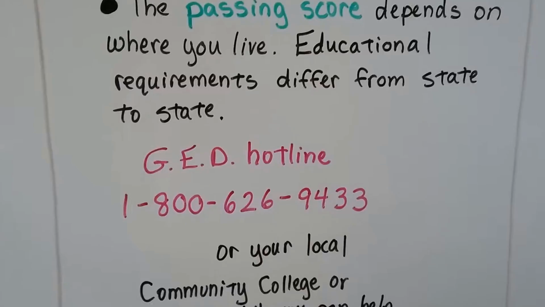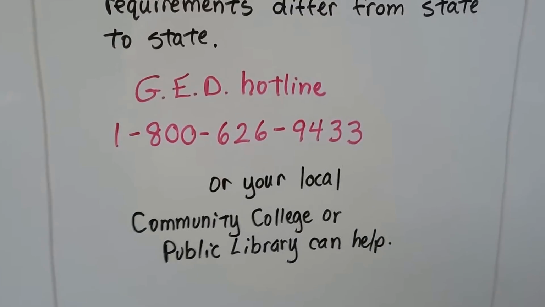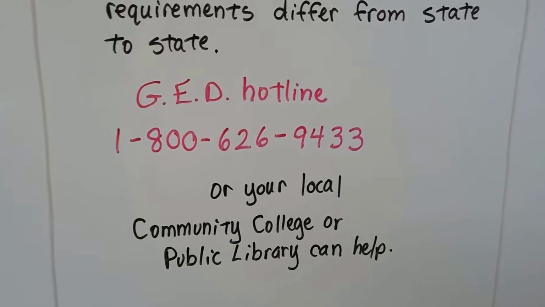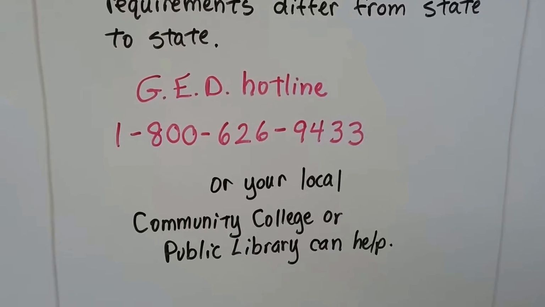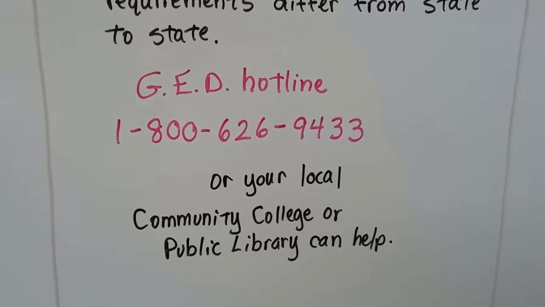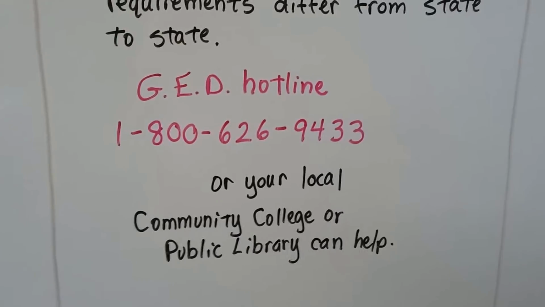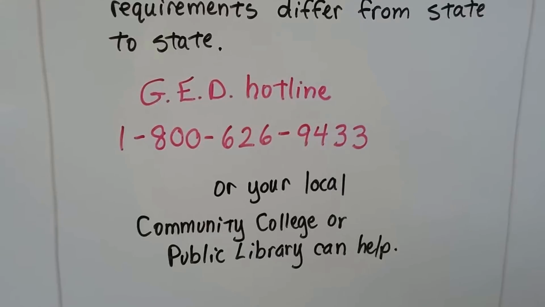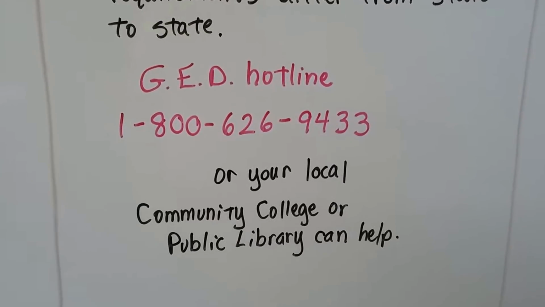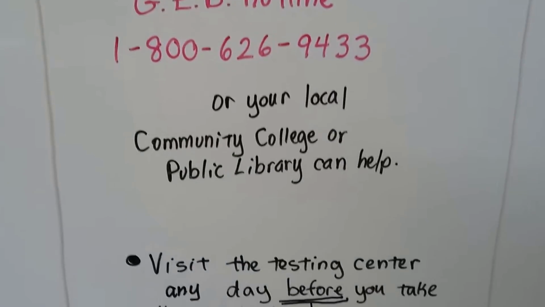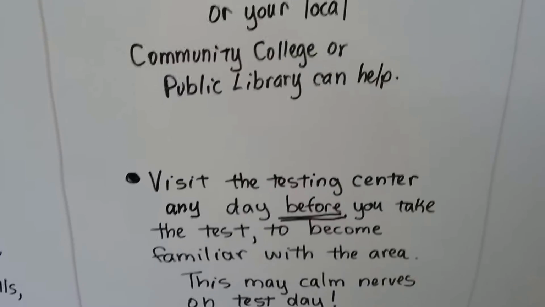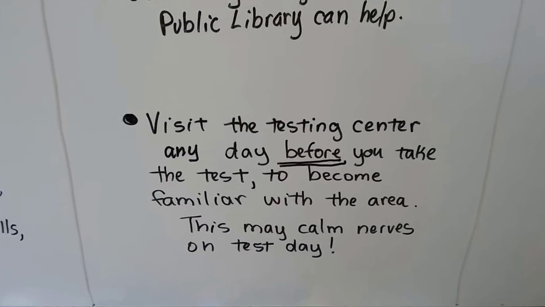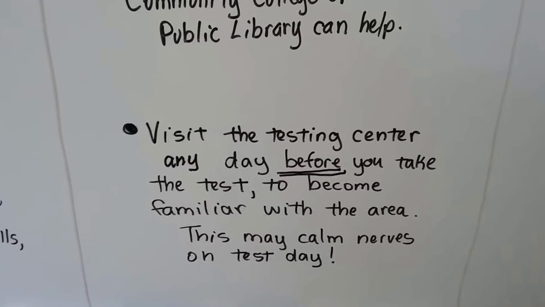You can call the GED hotline, 1-800-626-9433, or your local community college or public library can help you. You can go to their website or call them or visit in person and speak to a counselor or a librarian and tell them you want to take the GED and you want to know what the requirements are. I think you have to be 18 and have an ID and all that stuff. So you might even have to be out of high school for 6 months.